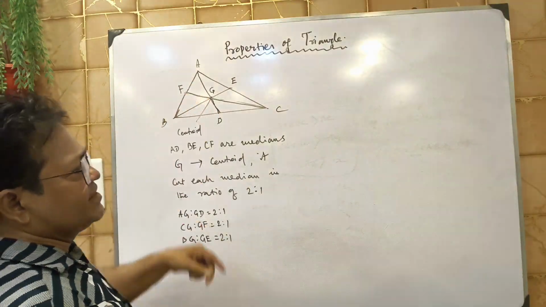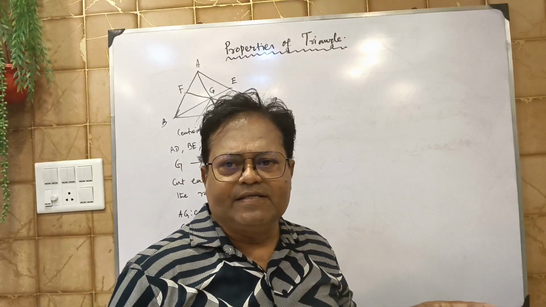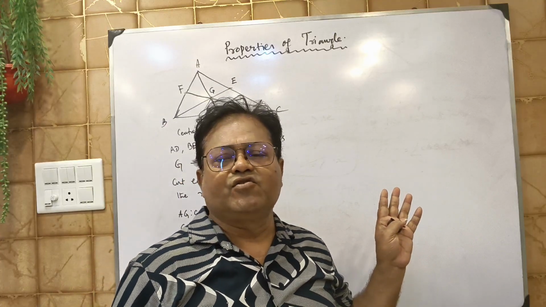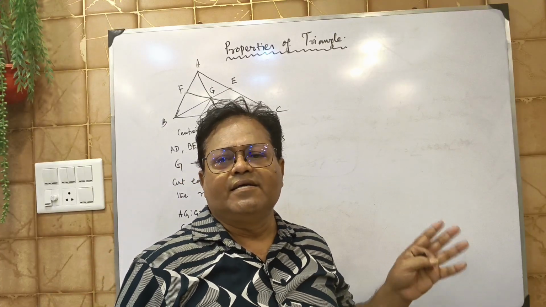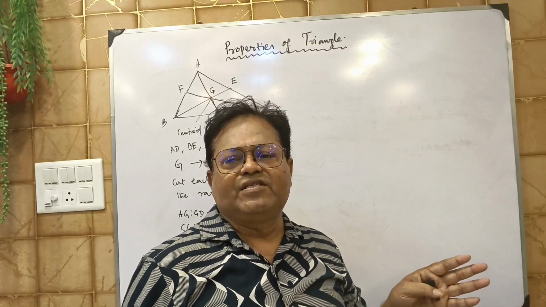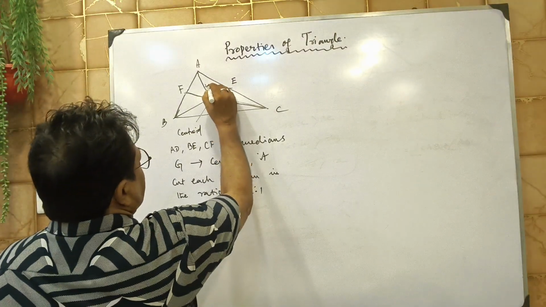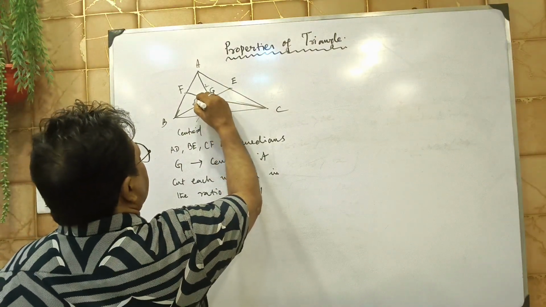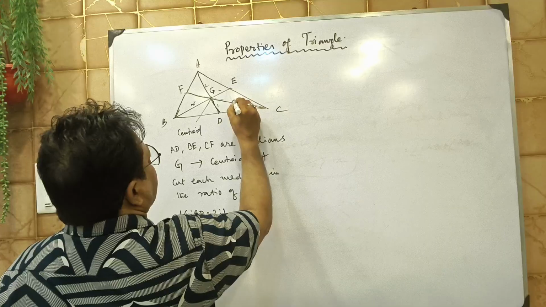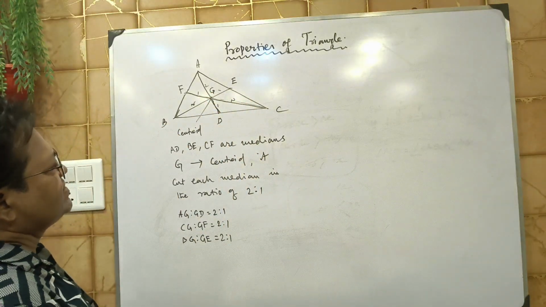These are the three medians, where the point of intersection of the three medians is called the centroid, and the centroid cuts each median in a fixed ratio 2:1. You will get AG is 2:1, 2:1, and 2:1. This is called the centroid.